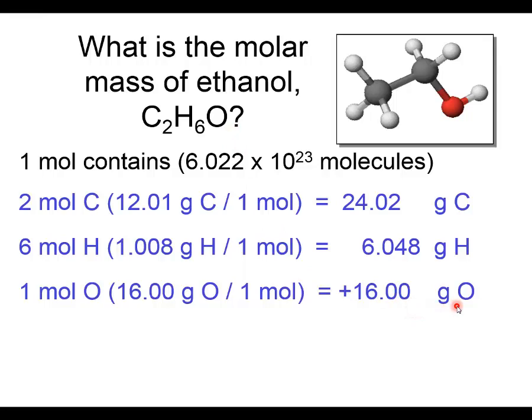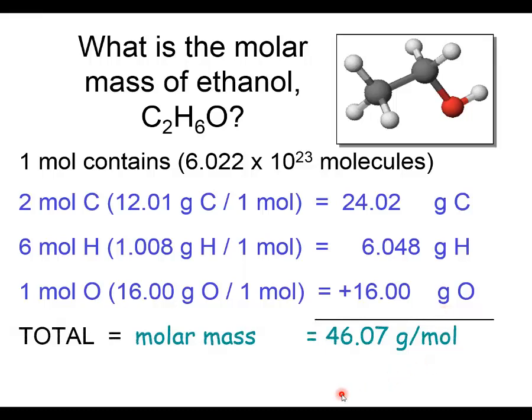So 1 mole of ethanol has 24.02 grams of carbon in it, 6.048 grams of hydrogen in it, and 16.00 grams of oxygen in it. If I add these all up, I can get a molar mass for the ethanol of 46.07 grams per mole. Okay, so that's going to be my molar mass.